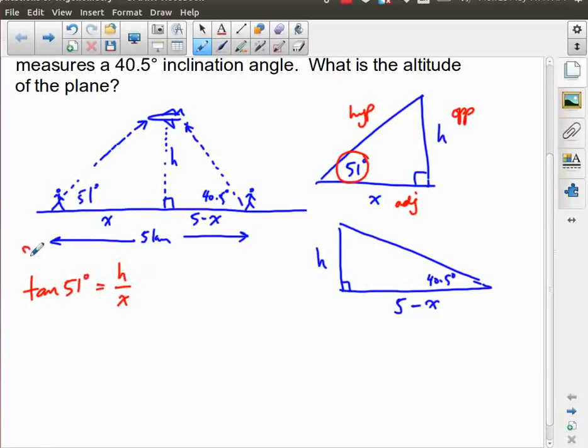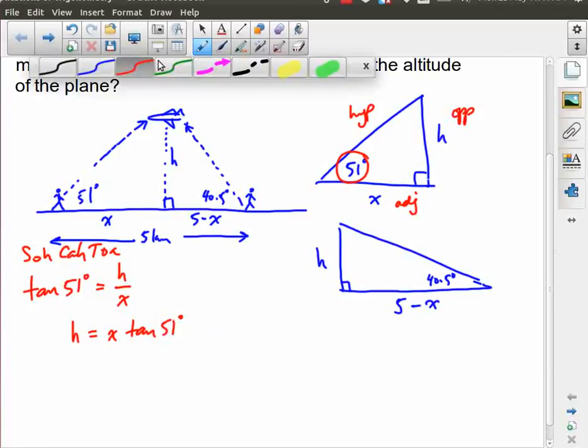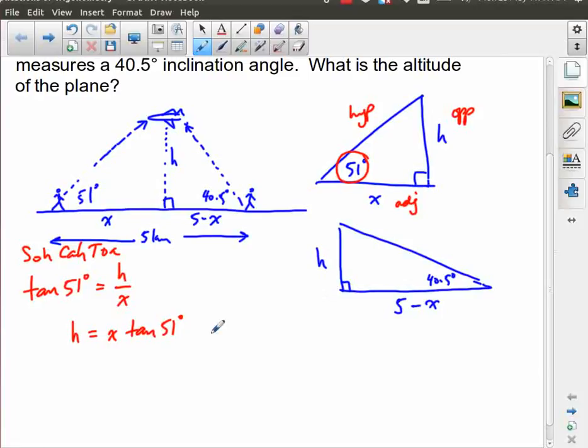And where's that coming from? That's from SOHCAHTOA. Opposite and adjacent gives me tangent. And so now I'm going to cross multiply. I'm going to rewrite this as h is equal to x tan 51 degrees. And I'm just going to leave that for the time being because I have two variables here. I can't do anything, so I'm going to need another equation. So I'm going to get that other equation from here.